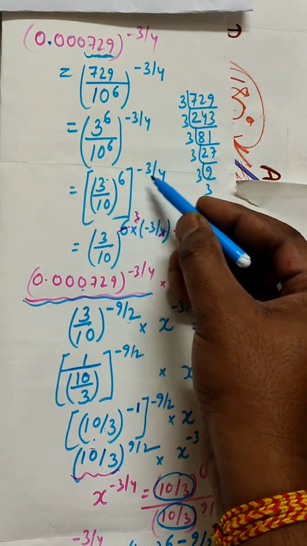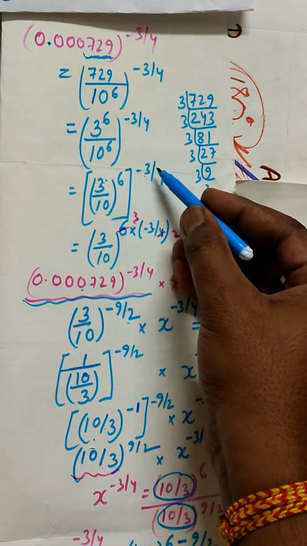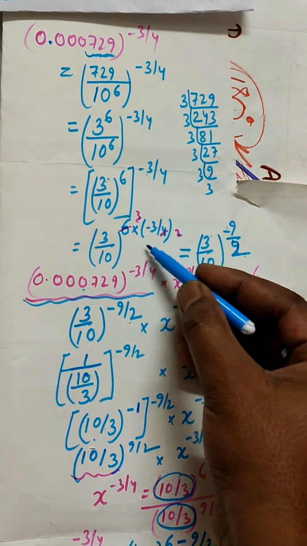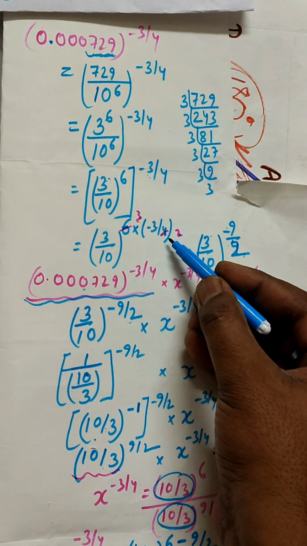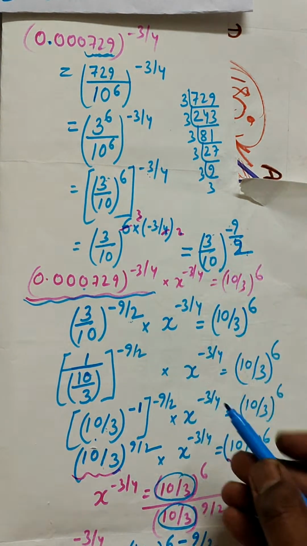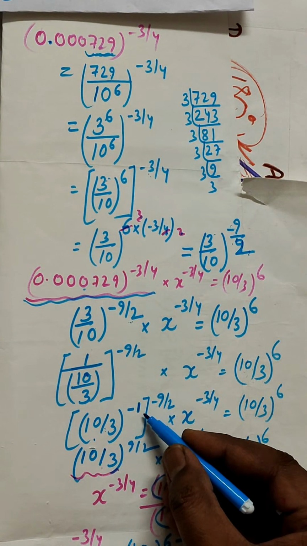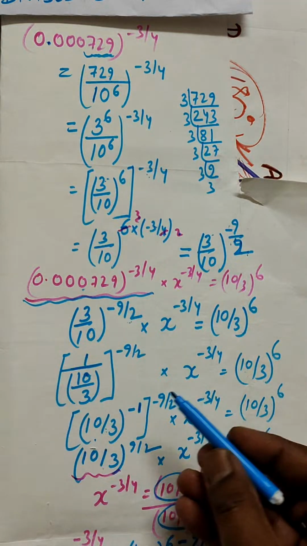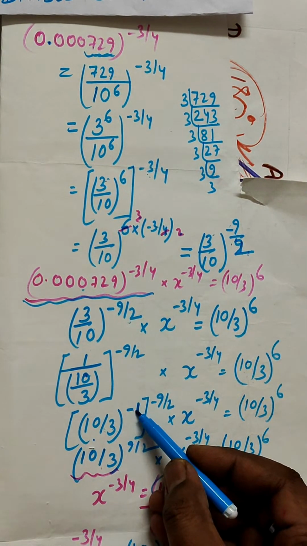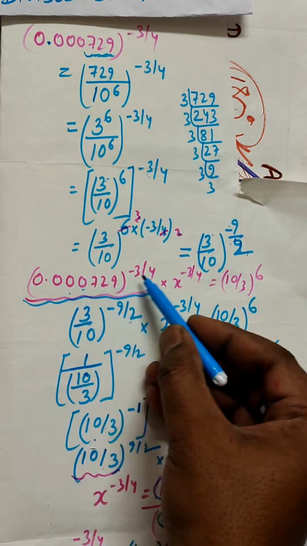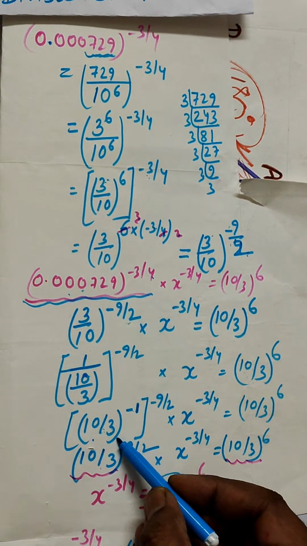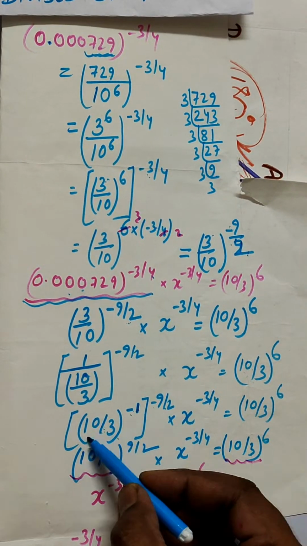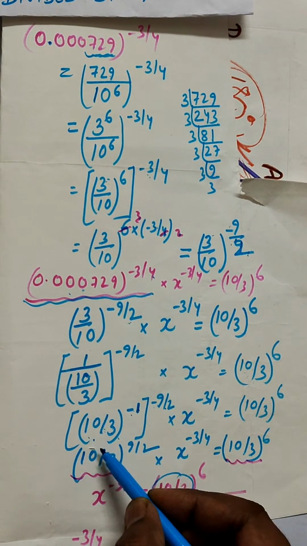6 into 3 by 4 is 18 by 4, right? 18 by 4 is changed as 9 by 2. So 10 by 3 power minus 1 minus 9 by 2, because we brought this denominator into the numerator and this power is changed. So the above expression looks like 10 by 3 power minus 1 into minus 9 by 2. I hope it's clear.